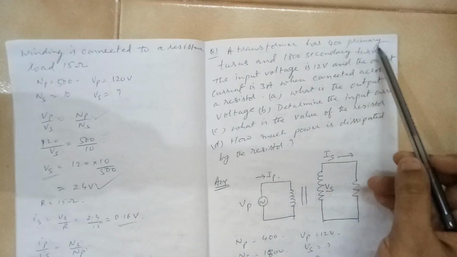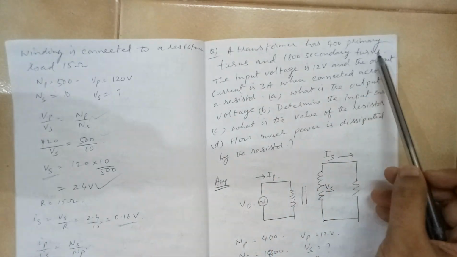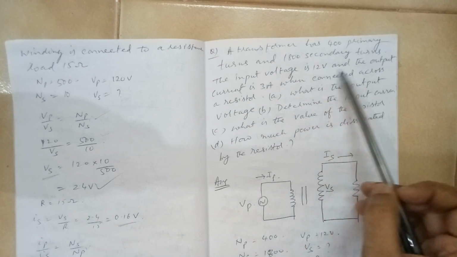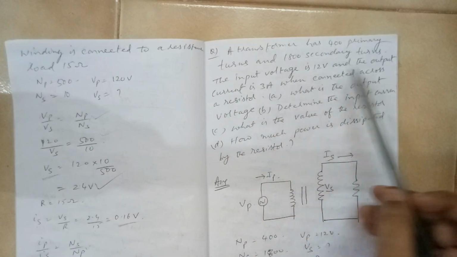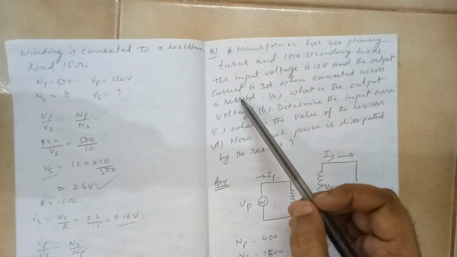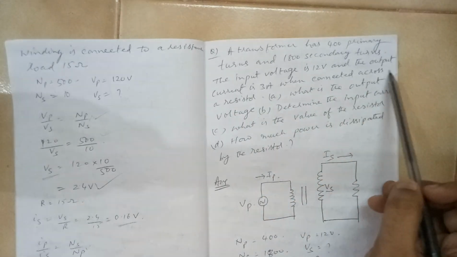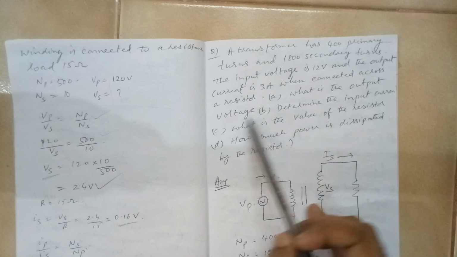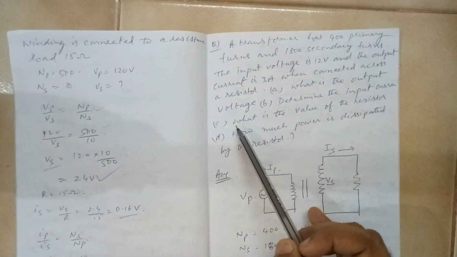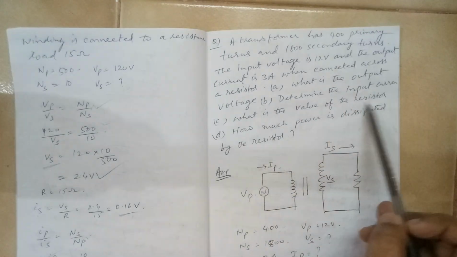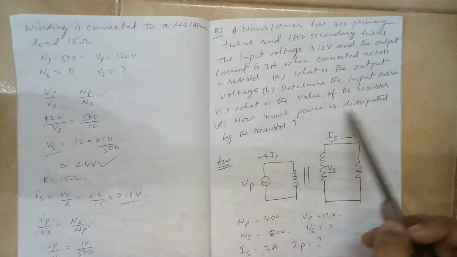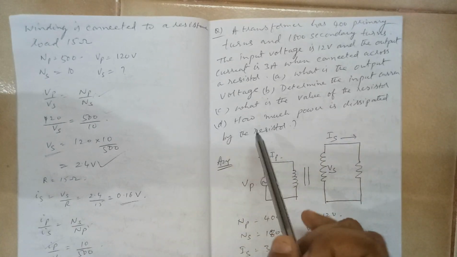A transformer has 400 primary turns and 1800 secondary turns. The input voltage is 12 volts, and the output current is given when connected across a resistor. What is the output voltage? Determine the input current. What is the value of the resistor? How much power is dissipated by the resistor?